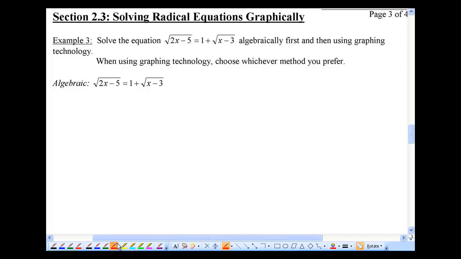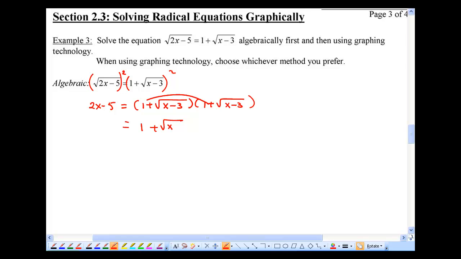So once again, I'm going to ask you to square both sides, but please be aware you're squaring the entire left side and the entire right side. So squaring this, you get 2x minus 5. Squaring this, once again, please make a note. Write them out as 2 brackets, and you won't make that fatal mistake. 1 plus the root x minus 3, and then another one. And then root x minus 3 times root x minus 3 would just be x minus 3.